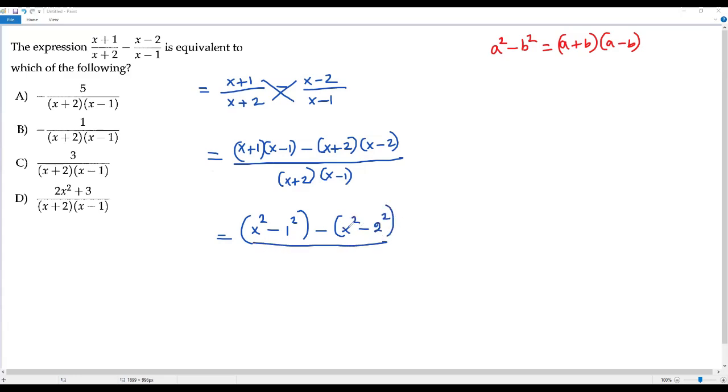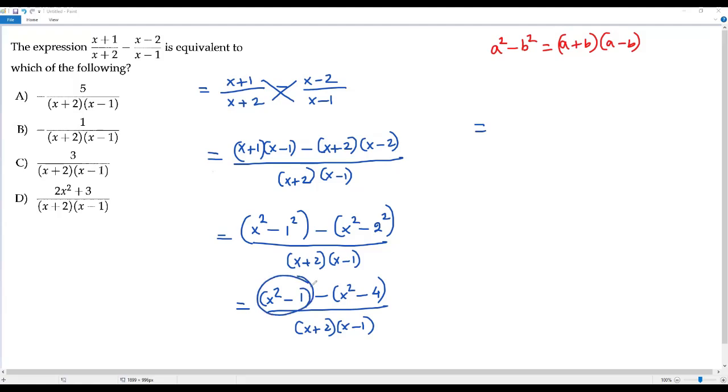Over, we can keep this product as it is, because when I go over the answer choices, in each one we have the same (x + 2)(x − 1) in the denominator. We don't want to multiply these two binomials, we can keep it as it is. Now, x² − 1², the evaluation of 1² is just 1, minus, x² − 2², the evaluation of 2² is just 4, over (x + 2)(x − 1). Let me continue over here. Now I can remove the parenthesis for the first one, and I get x² − 1.